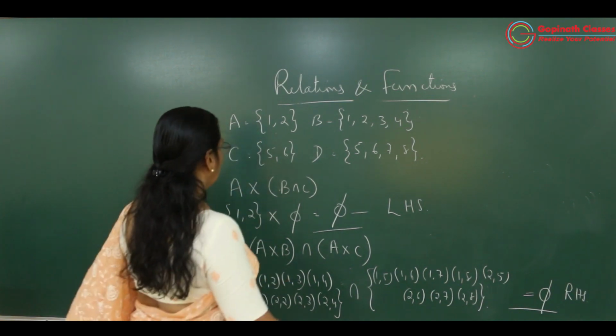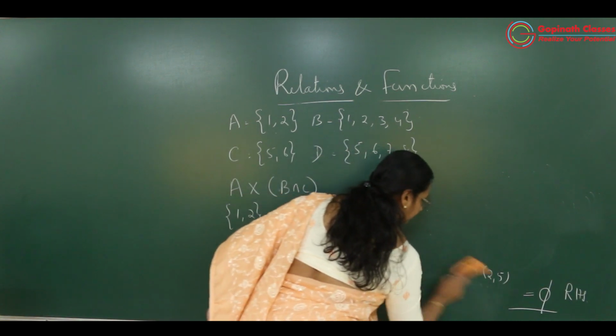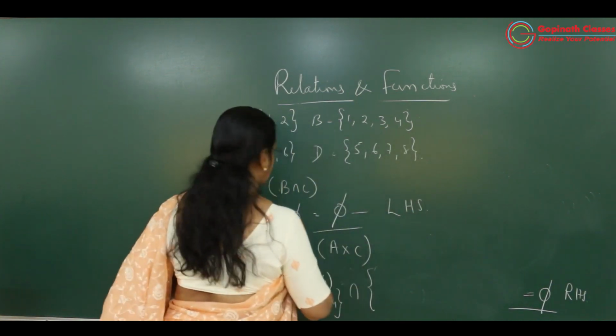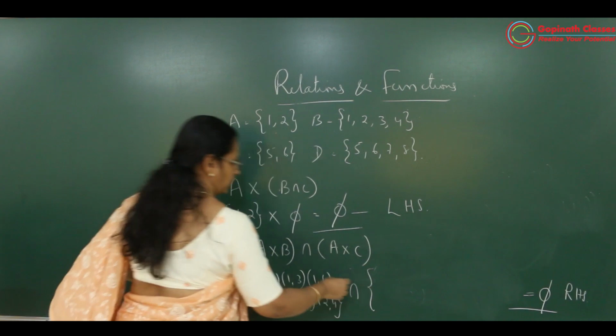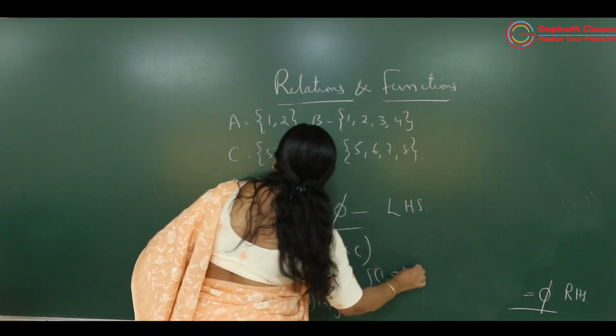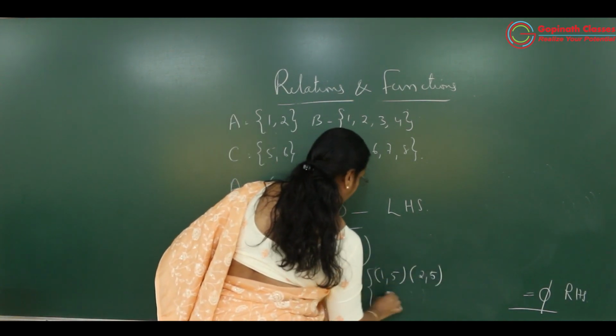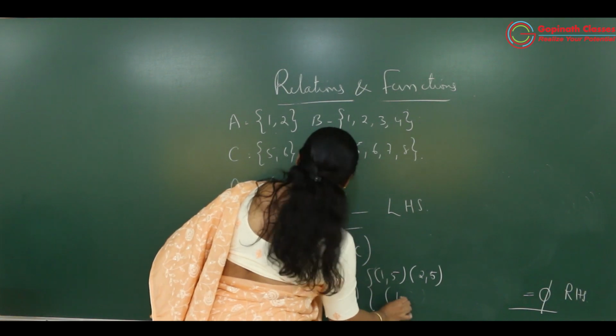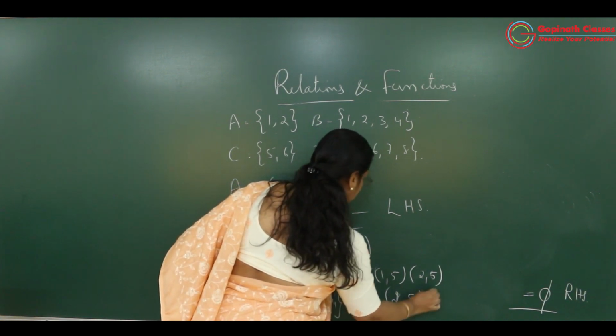(1, 5). Anyway, you will get the null set only. A cross C is (1, 5), (2, 5) and (2, 6).